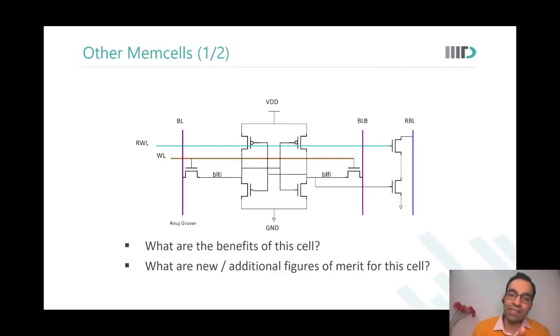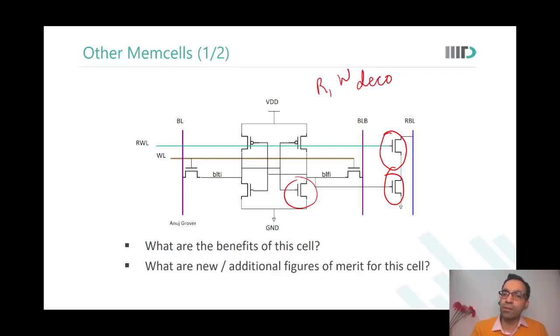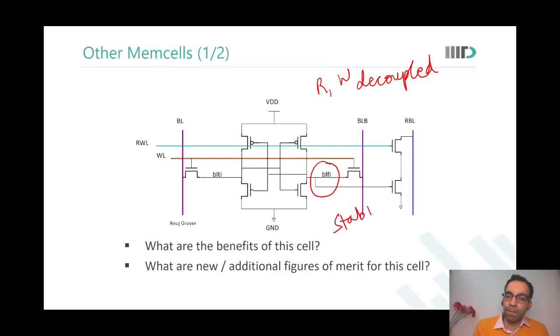However, now I can size these two additional devices, the read port, independent of sizing of the pull down or independent of any other thing. So my read and write operations are decoupled over here. When I read, there is no noise that I inject onto the internal nodes. So my stability is better.